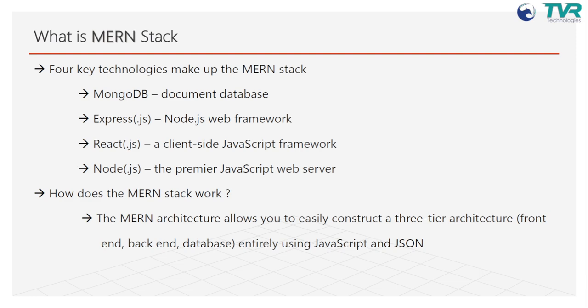We are used to these terms, right? Front end, back end, and the database. To make a product, any type of product, end to end, let's say Amazon, Flipkart, or whatever it is, we need this 3-tier architecture. The front end means whatever you are seeing on the screen, and then the back end.